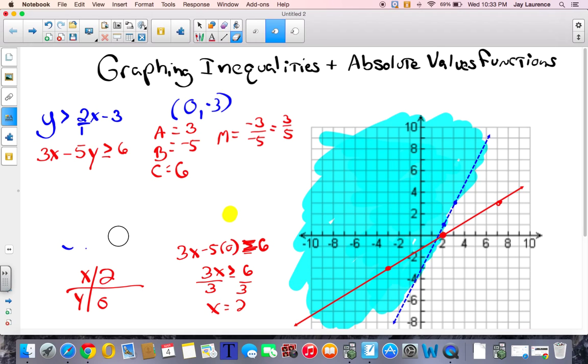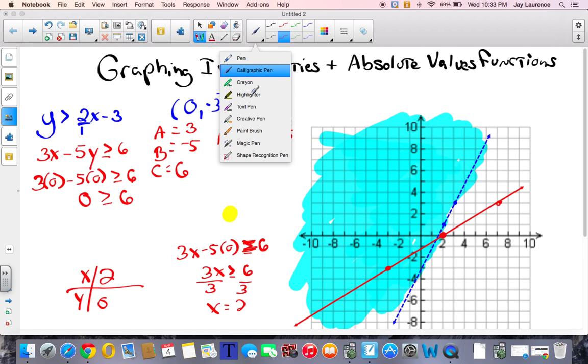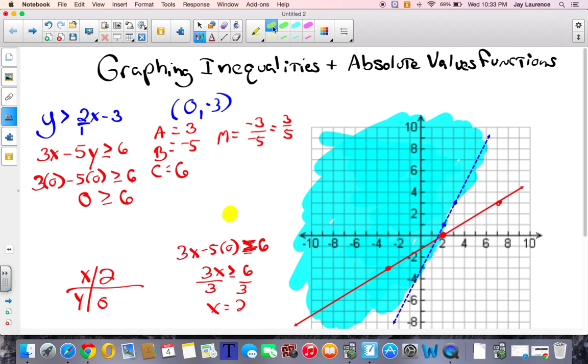So I'm going to plug the origin in here. Get 3 times 0 minus 5 times 0, and that's greater than or equal to 6. So 0 is greater than or equal to 6, which is not true, so I will not shade the origin side of the line. I'll shade the other side. And so that would be down here, right? Now watch what happens. Look at that, I'm getting some green.